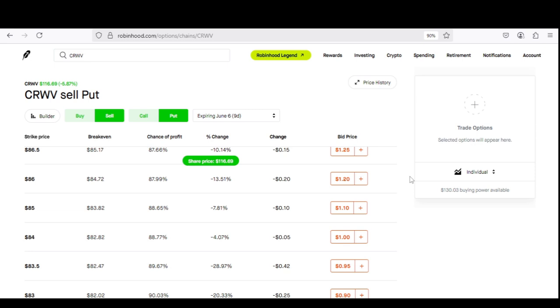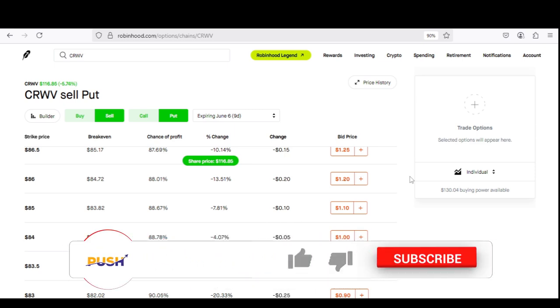That is how I would trade CoreWeave if I'm trading it. But remember, I am not trading it. Lastly, always remember to do your own due diligence before investing.